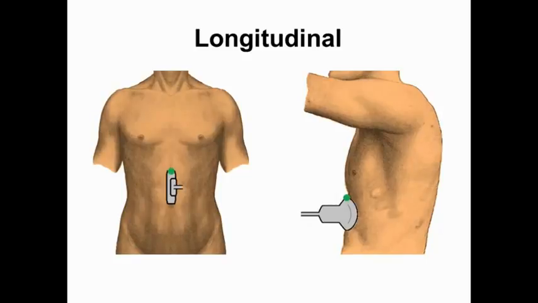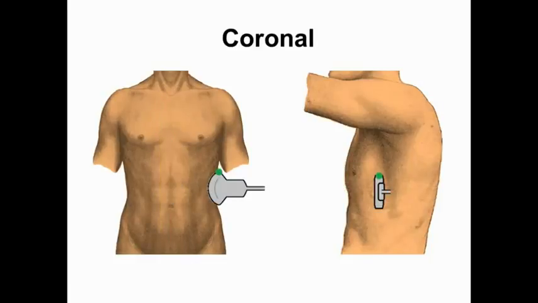Scans in the longitudinal axis will also have the probe in the patient's front or back side, but will take vertical or top-to-bottom cuts of tissue. The convention for scans in this axis is to have the probe indicator pointed toward the patient's head. Lastly, scans in the coronal axis will have the probe on the patient's side and take vertical or top-to-bottom cuts of tissue. The convention for scans in this axis is also to have the probe indicator pointed toward the patient's head. Now for a quick review.